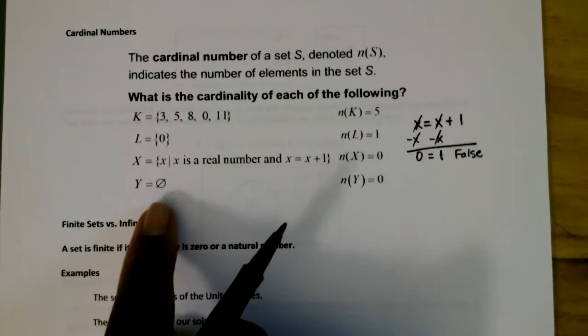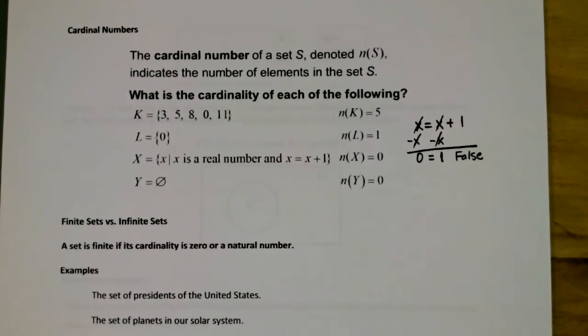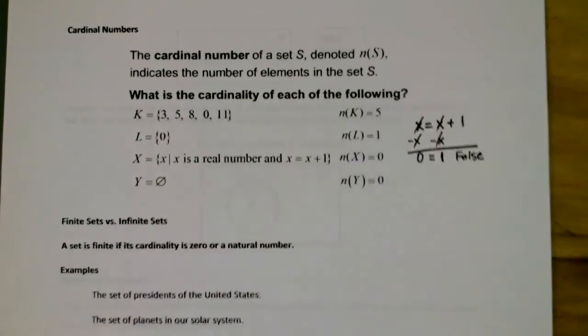And look at set Y, which is the empty set. By definition, the empty set is a set with no elements in it. So the number of elements in set Y will be 0.